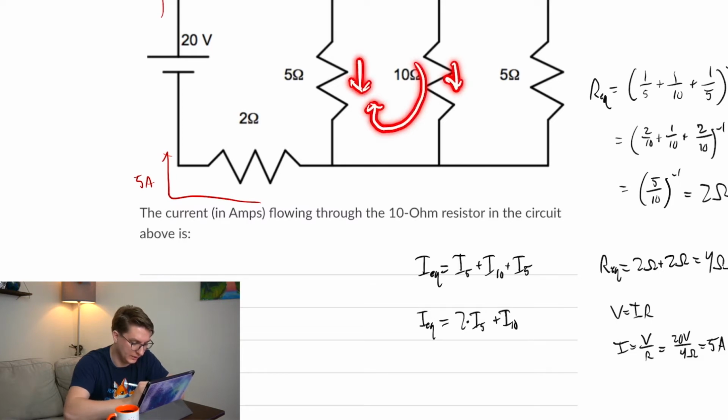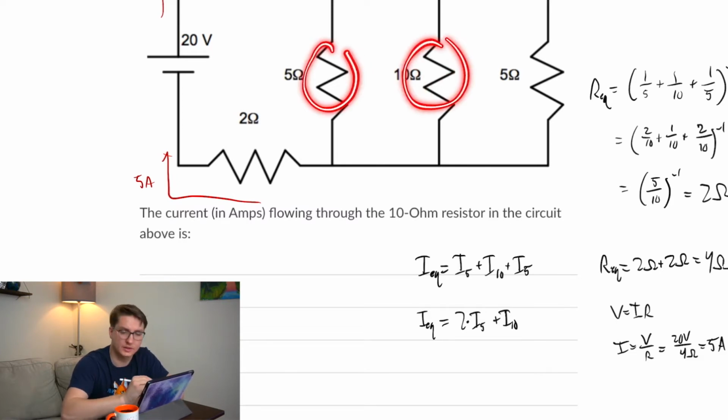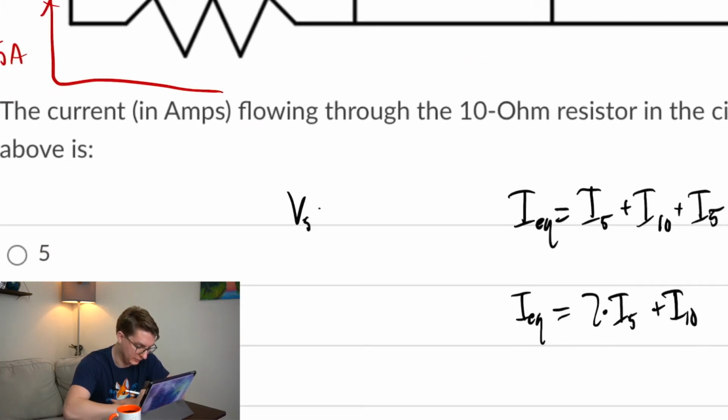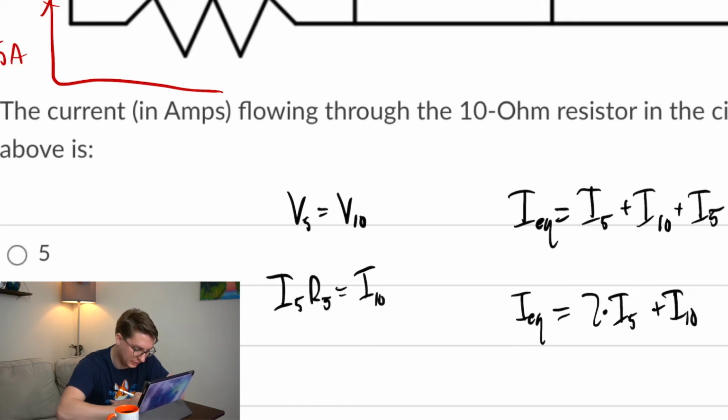This one ends up adding negatively, but the point is that the voltages we'll find are going to be equal between these two. So I'm going to say the voltage over 5 is going to equal the voltage over 10. So how do we write that a different way? Well, we can write that using Ohm's law, and we can make a substitution.